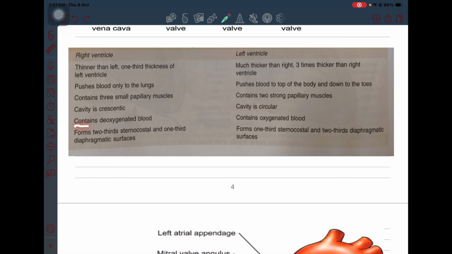The right ventricle contains deoxygenated blood. The left ventricle contains oxygenated blood. The right ventricle forms two-thirds of the sternocostal and one-third of the diaphragmatic surface, whereas the left ventricle forms one-third of the sternocostal and two-thirds of the diaphragmatic surface.